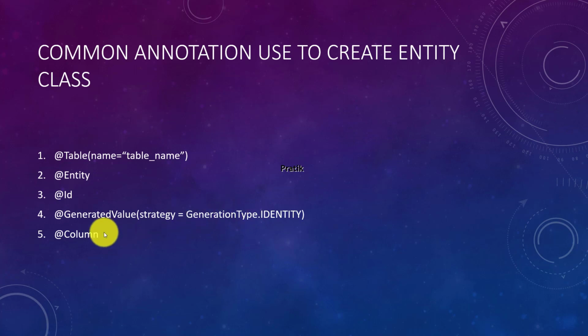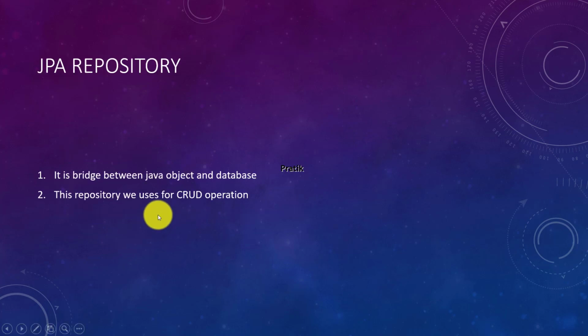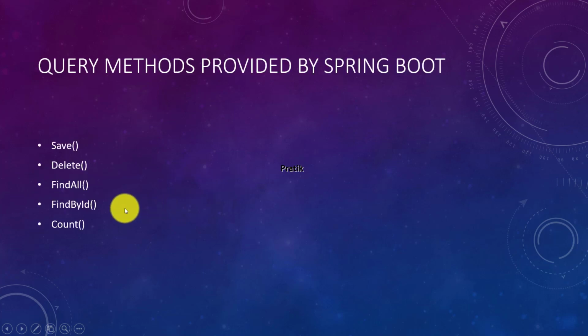Column is the annotation which we use to give the name of the column. So these are the five annotations we are going to use. After that we are creating the JPA repository, which is basically used to bridge between Java classes, objects, and the database. It provides some predefined methods, like create, update, delete, find by ID, count. These are all methods provided by JPA repository. Okay, let's do this now.